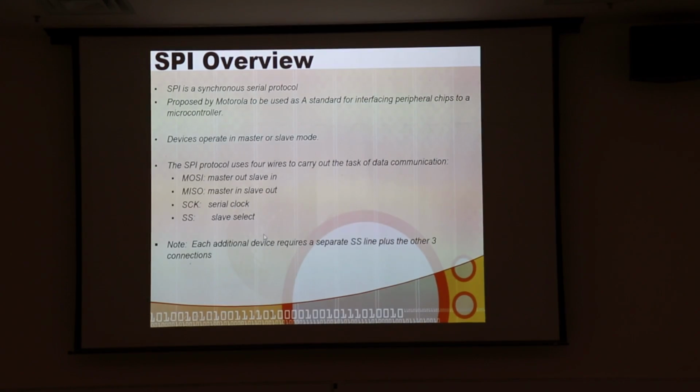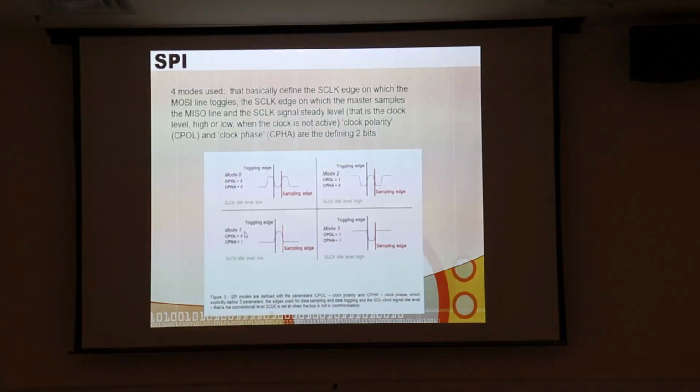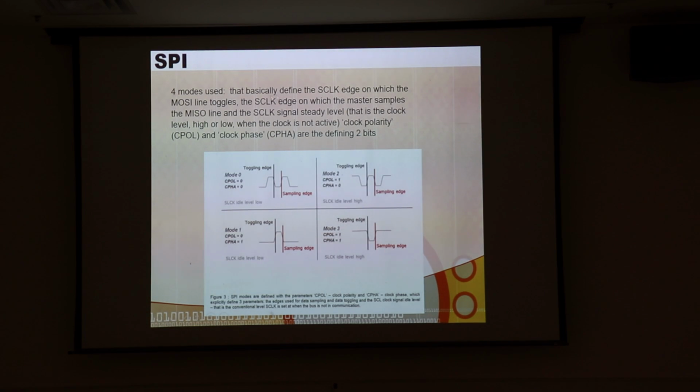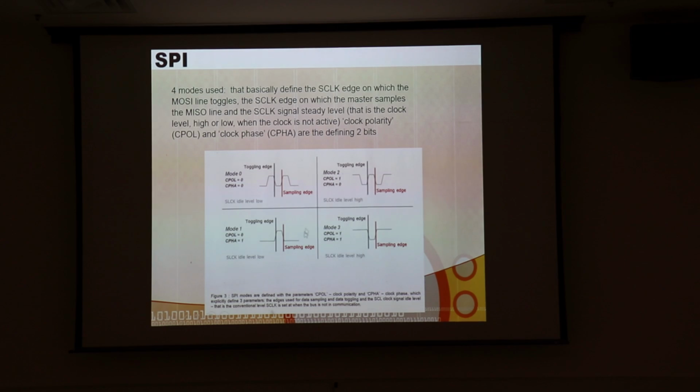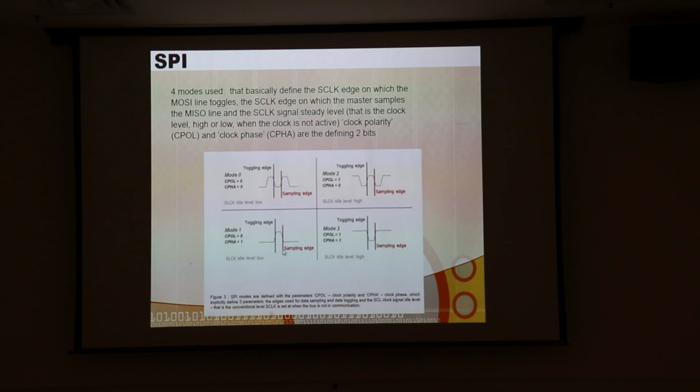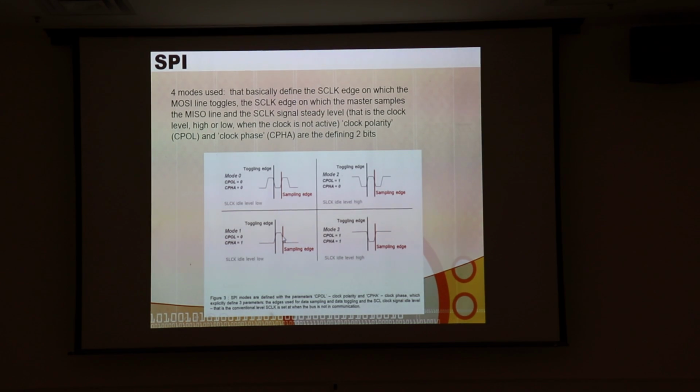Okay, like I said, there are 4 modes. And the 4 modes are based on the sampling edge and how the clock idles. So mode 0 is the clock idles low and we sample on the rising edge. Mode 1, and again, not everybody defines these the same way, so there's really no point in going through it. But mode 1 would be the clock idles low, but you sample on the falling edge. And then mode 2 and mode 3 have the clock the opposite, sampling low and high again.